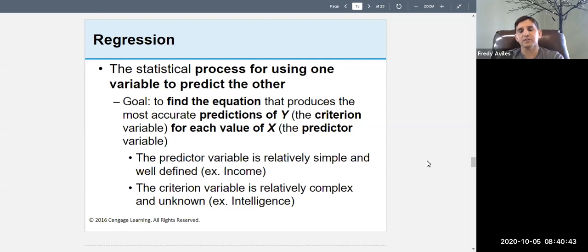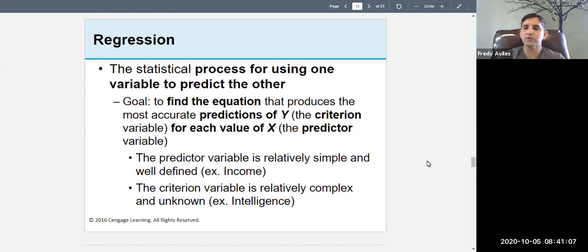Another example of a predictor variable might be income. Relatively simple, well-defined, easy to measure. You can just ask people, or you can check their pay stub and see how much money they make. It's easy. That's the predictor variable. The criterion variable is usually more complex and more unknown, like your intelligence or your health or your aggression or something like that.